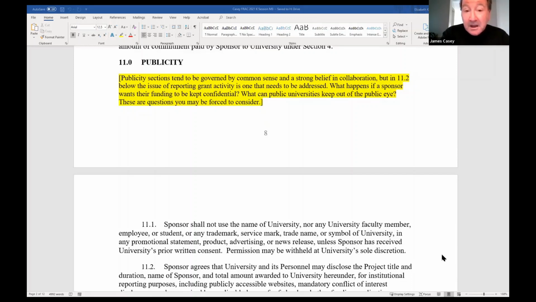Your university may have an annual report, but then you may have sponsor agreements that say the funding that Foundation A gave to the university cannot be disclosed in public, or it may be disclosed, but we have to approve it first. Publicity is increasingly important for universities because we're trying to get the word out there about all the good things universities are doing. So clause 11 is very important, and we can scroll down past that.